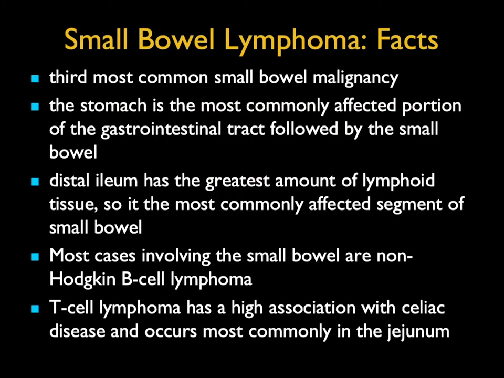Let's start with lymphoma. Lymphoma is the third most common small bowel malignancy. In thinking about the GI tract, the stomach is the most commonly involved organ. The distal ileum has the greatest amount of lymphoid tissue, so it's the most common area of small bowel involvement. Most cases are non-Hodgkin's B-cell lymphoma. T-cell lymphoma also occurs, but it's commonly associated with celiac disease and most commonly occurs in the jejunum.